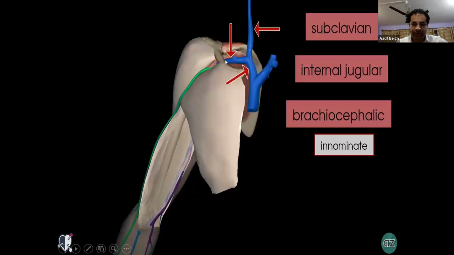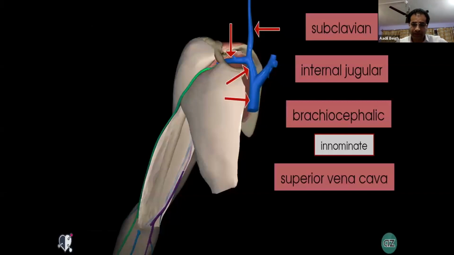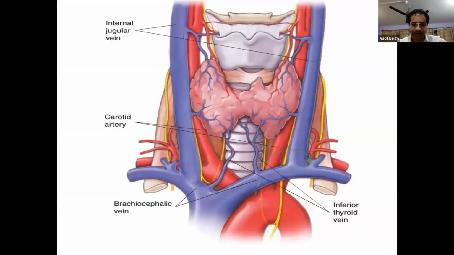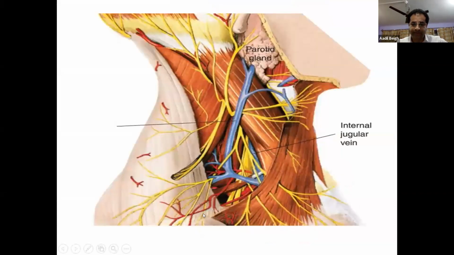So there's the internal jugular vein, there's the cephalic arch, cephalic vein, there's the axillary vein, and this is the formation of the subclavian vein, which is joined by the internal jugular vein, and there's a formation of the brachiocephalic vein. The left brachiocephalic vein, when it joins the right brachiocephalic vein, forms the superior vena cava, which joins the right atrium. This is the same thing. The brachiocephalic veins of both sides form the superior vena cava.